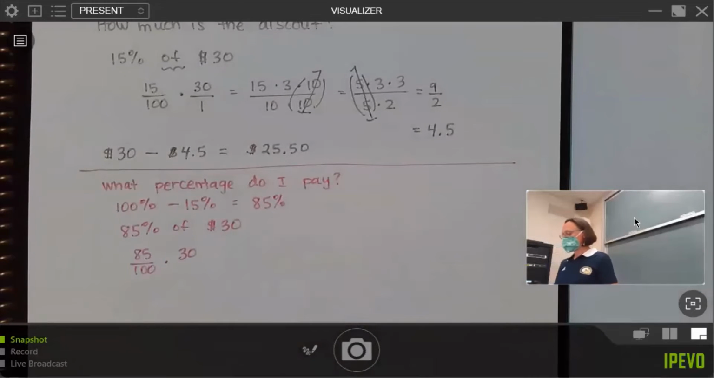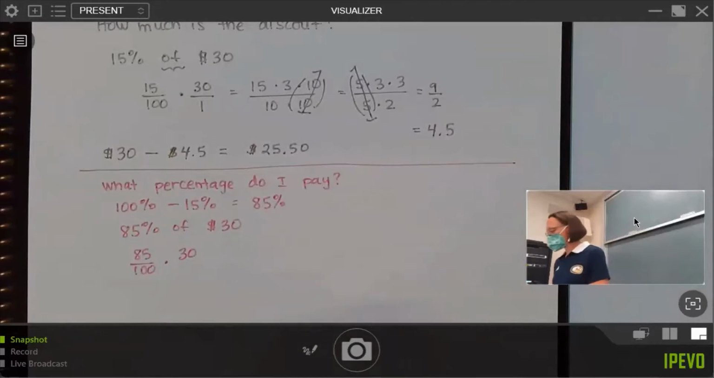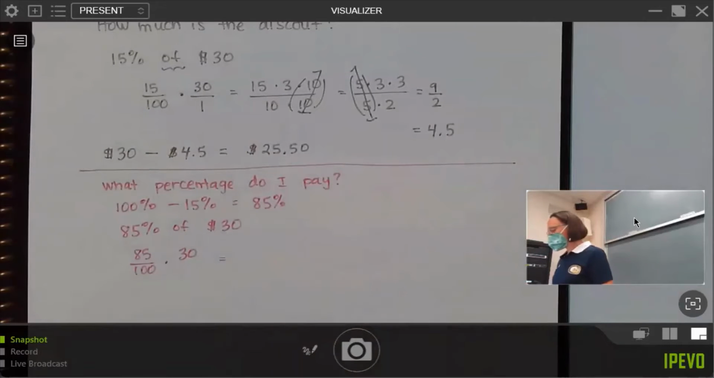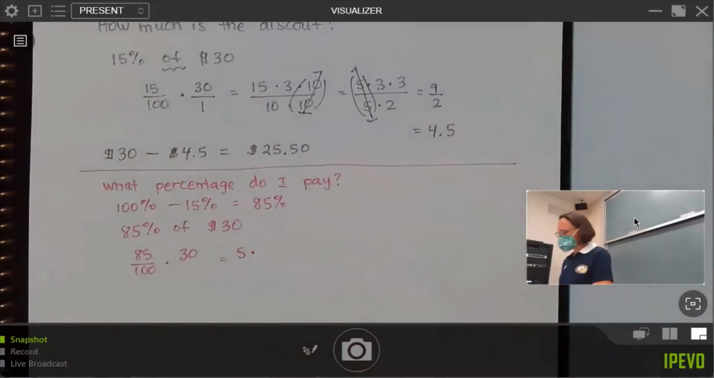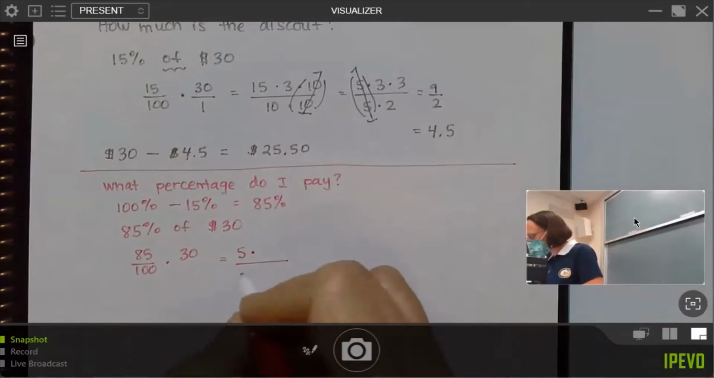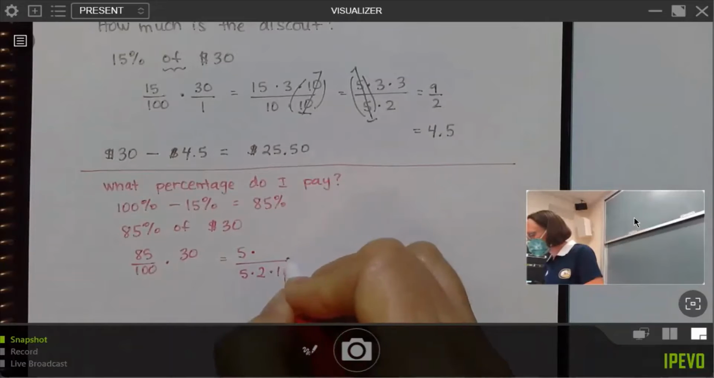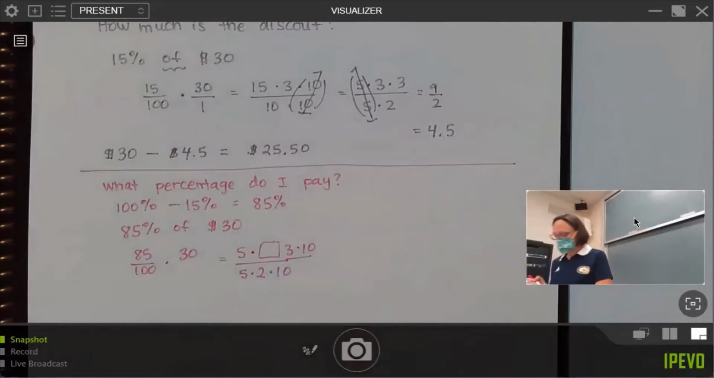This is definitely not the choice I'm going to make, but let's fight through it like we have to. Let's pretend we have to fight through this. So I know 85 is 5 times something. And I know that the 100 is 5 times 2 times 10, and that 30 is 3 times 10. And that's my only missing piece.